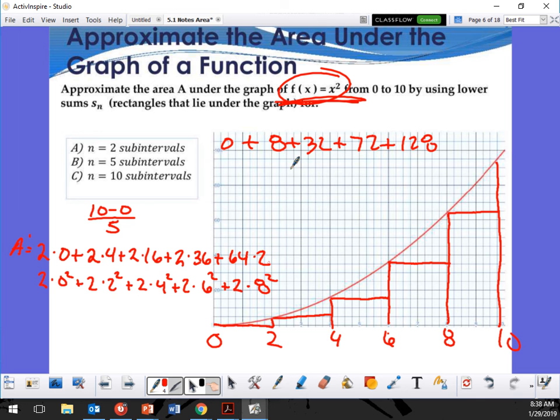All right, so add this together. Together we have 40 plus 90, come on, teacher, 200. 240. So I get 240 units squared. So this is going to be my 5 intervals, left-hand alignment, underestimation for the area under this curve.